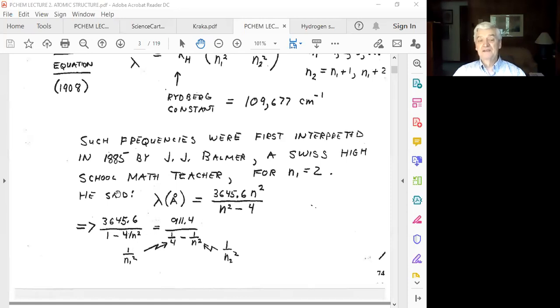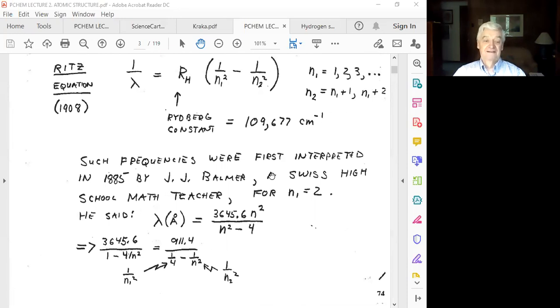So if I flip this upside down, you will see that this will look a lot like the equation that I have up here. In Balmer's case, the n1 wound up being 2, so n1 squared is 1 over 4 when we put it here. Remember again, Balmer's formula was for lambda. The formula I'm giving you here is for 1 over lambda.